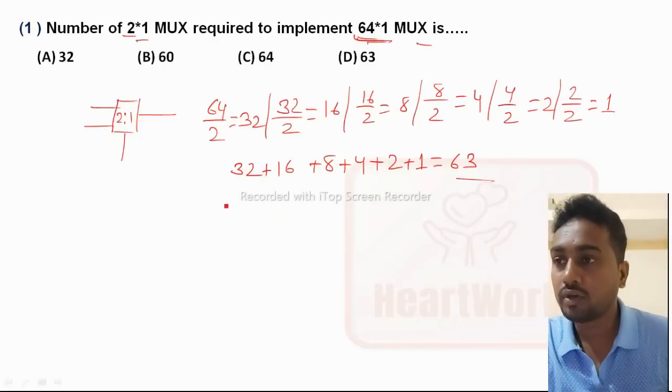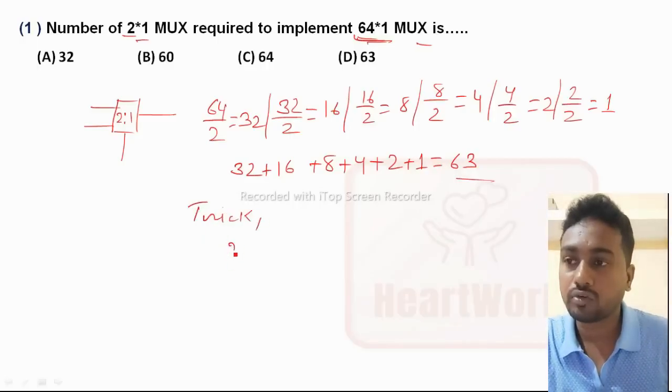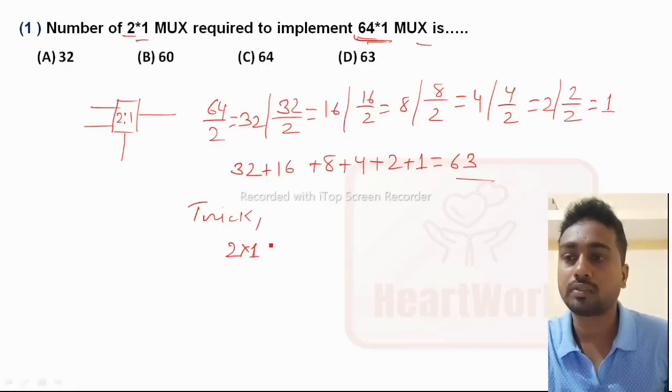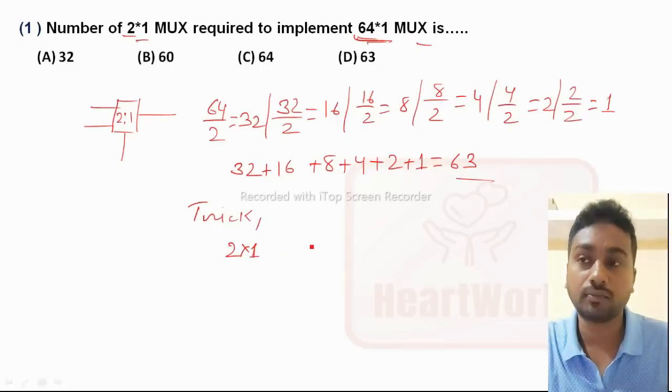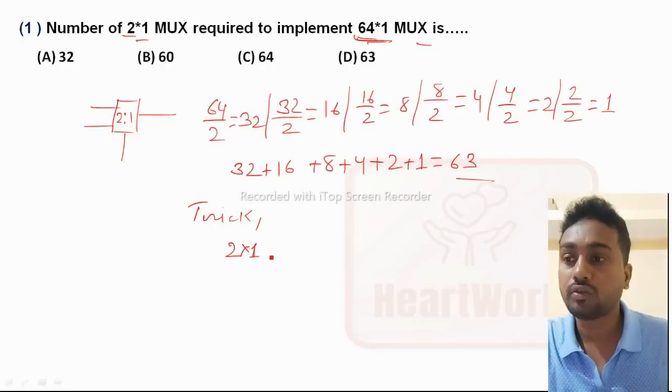Okay, here one trick is also there. You can follow this trick also. This trick is only applicable when the input mux is 2 is to 1, that is, using 2 is to 1 mux. If any question comes, then you can utilize this trick. And what is the trick? Like here they ask, we have to implement 64 into 1. So you can directly do 64 minus 1, which is 63.